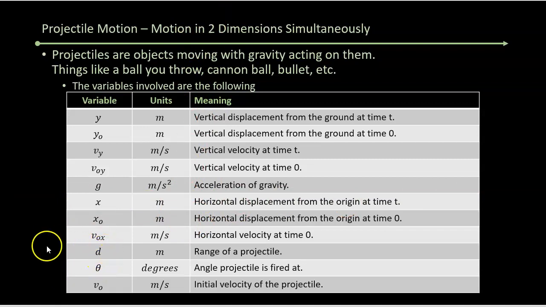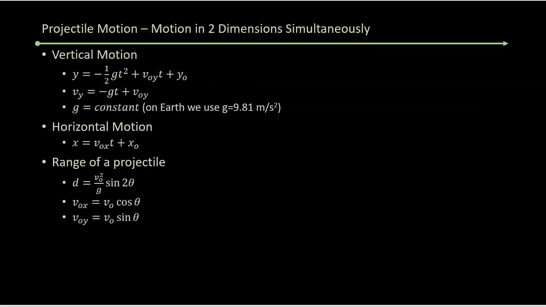We have D, we use for the range of a projectile. We have theta, which is the angle you fire a projectile off. And we have V naught, which is the initial velocity of a projectile. So what does this mean in terms of the equations?